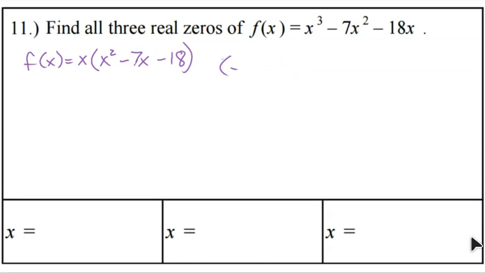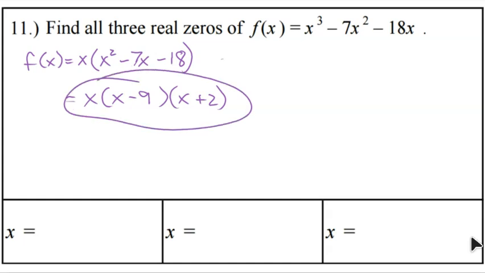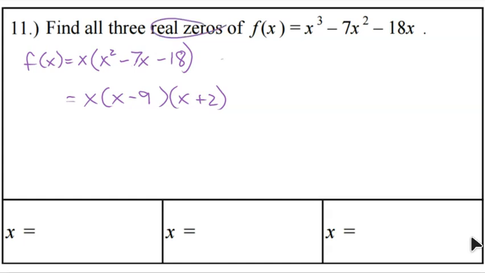And so we can actually factor this into, we have x, and then we have two factors. We're going to put an x here and an x here, and our two numbers are negative 9 and positive 2. And so now what we've done is we factored f of x, and if we want to find the real zeros, we have to set this equal to 0 and solve. Well, to solve this, all we have to do is take each of the three factors and set each one equal to 0. So we'll have x is equal to 0, x minus 9 is equal to 0, and x plus 2 is equal to 0.